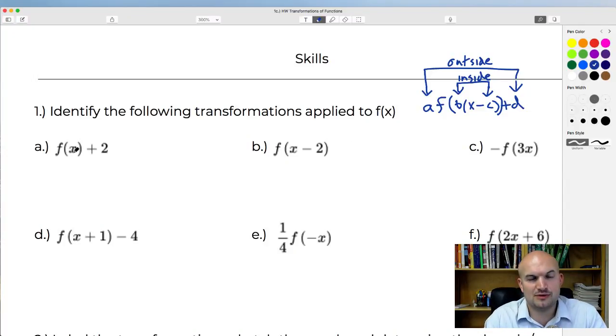So let's get into the first example. We have a function f of x and then plus 2. What we want to do is relate, well, what is this 2?